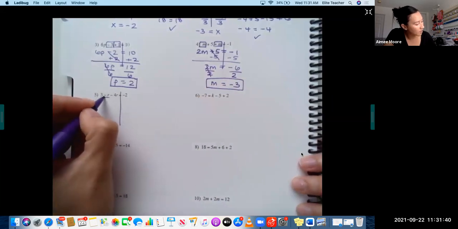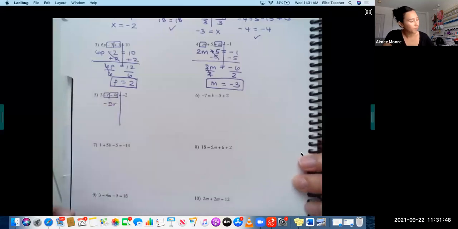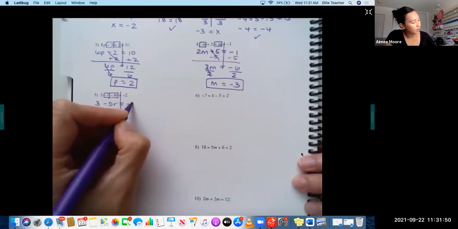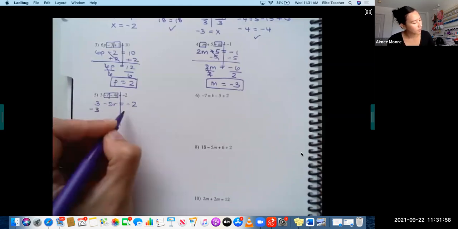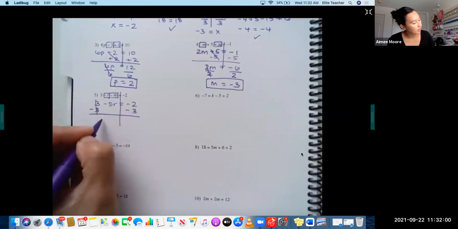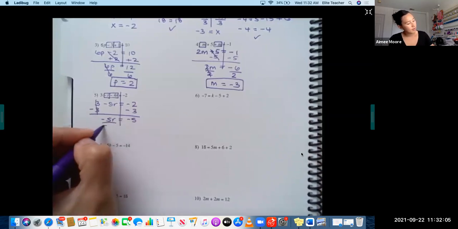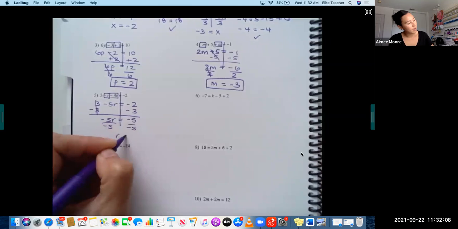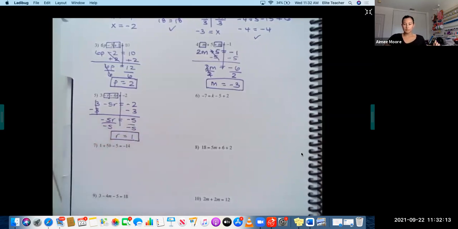We're going to combine our like terms, which are -r and -4r. So then that's -5r. We bring down our 3 and we bring down our -2. And so we subtract 3 from both sides. -5r equals -5. Divide both sides by -5 and r equals 1. Any questions on number 5?